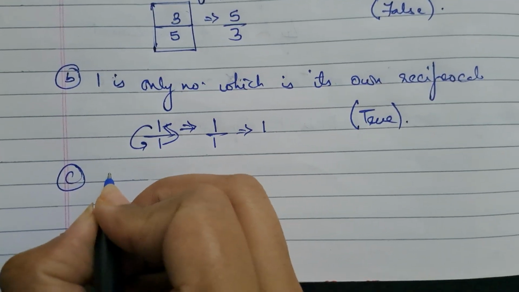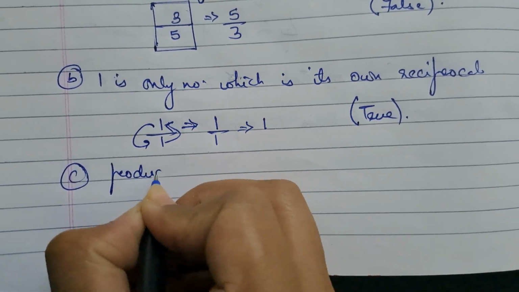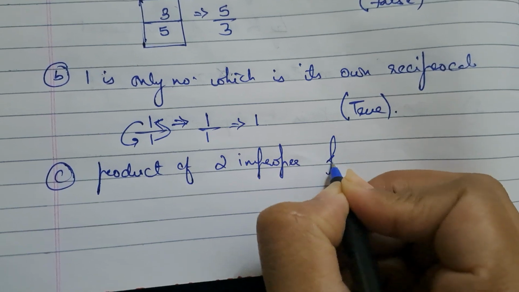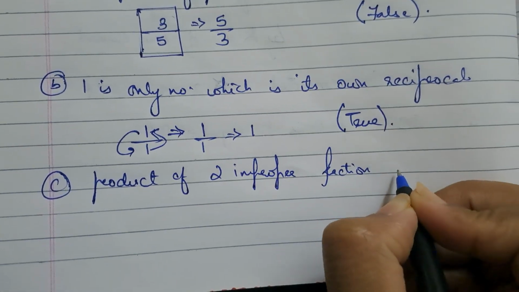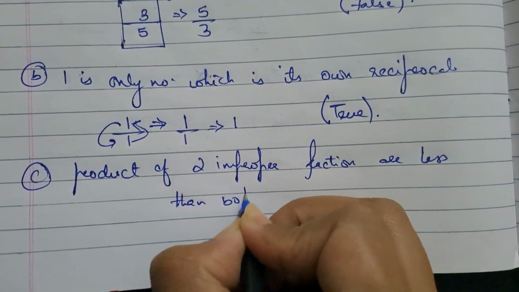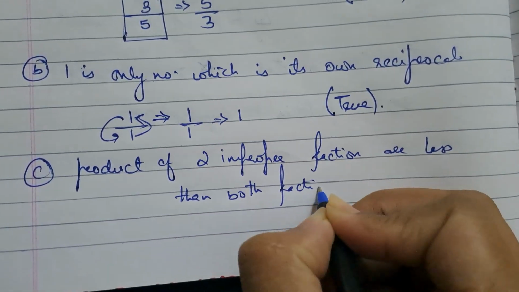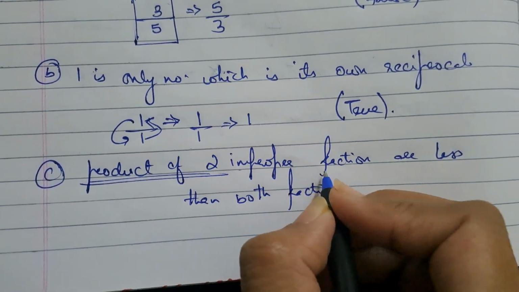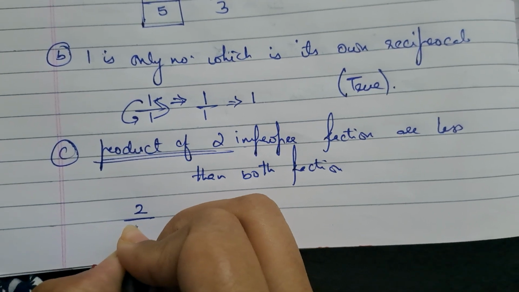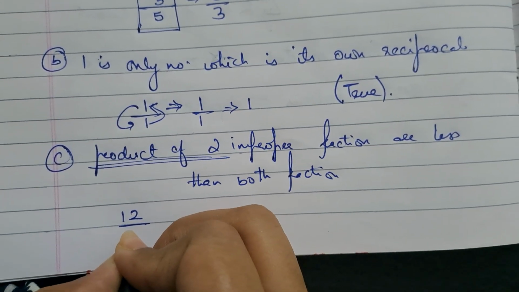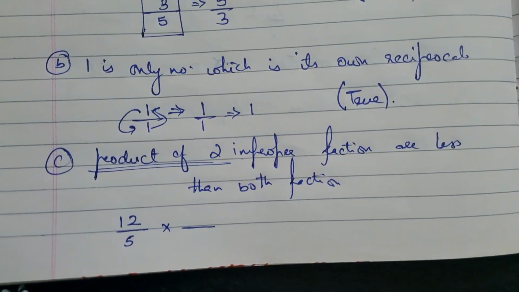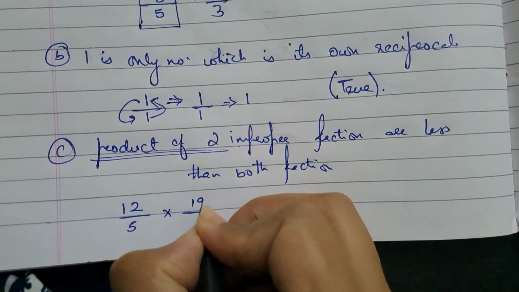Okay, going to the C one, it says the product of two improper fractions is less than both fractions. So I have to take the product of two improper fractions. Let the improper fraction be, let's say I have 12 upon 5 as one improper fraction, times another improper fraction I will take, which is 19 upon 7.